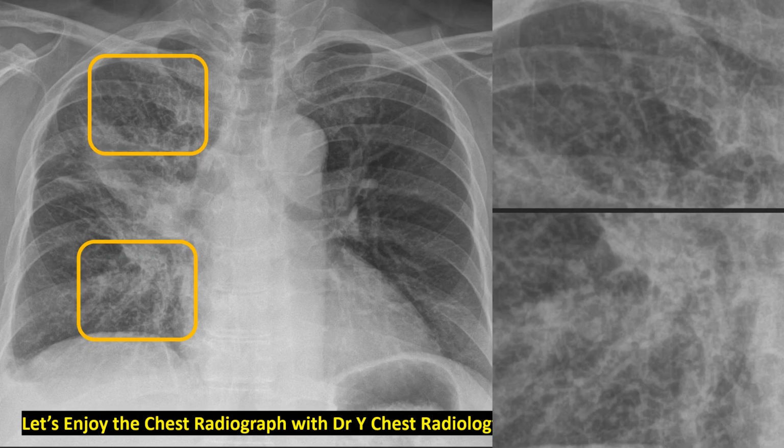Let's move to lymphangitic carcinomatosis. Right hilum, this is lung cancer. And let's look at these two yellow squares.